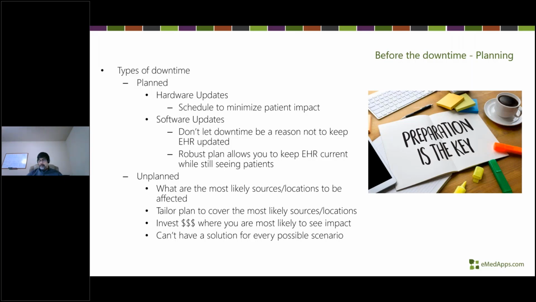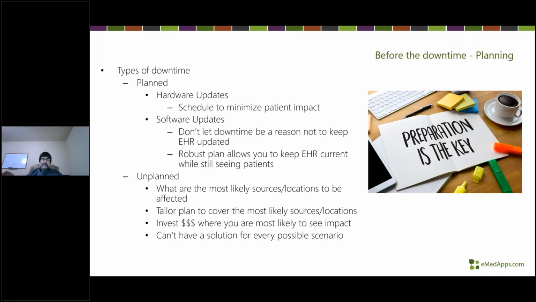On the unplanned side, there are a plethora of reasons why you might have a downtime of your EHR, depending on whether your systems are hosted at your organization or if they're hosted elsewhere. There are a number of things that could come into play that could cause you to be unable to access the EHR system. So the first thing that you need to do as part of this downtime planning is to determine what are the most likely sources and locations for these failures, and what are the most likely locations to be affected.